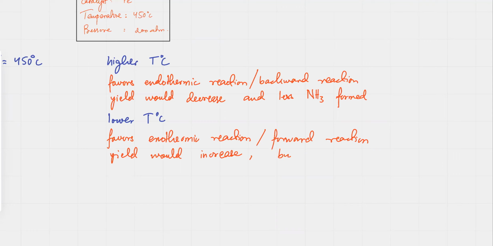But the rate of reaction slows down. So it's of no use that you're getting more ammonia, if you're getting it after, let's say, 15 days. So why not get less ammonia, but in 10 minutes? You have to take into account the time that's taken for the reaction to happen. So the problem with lower temperature is there's going to be more yield, more ammonia produced, but it's going to take a much longer time because at a lower temperature, the rate of the reaction is pretty slow. So is this clear?